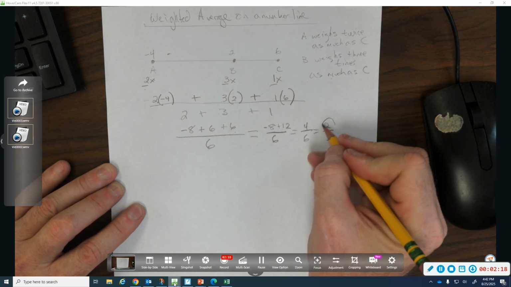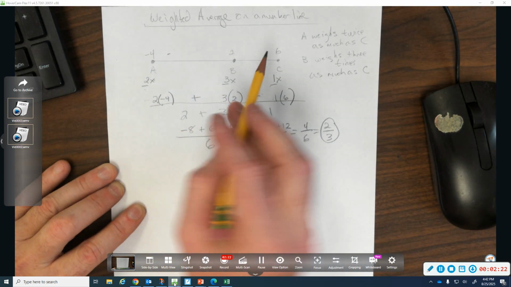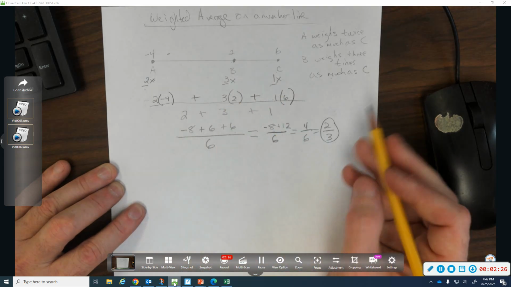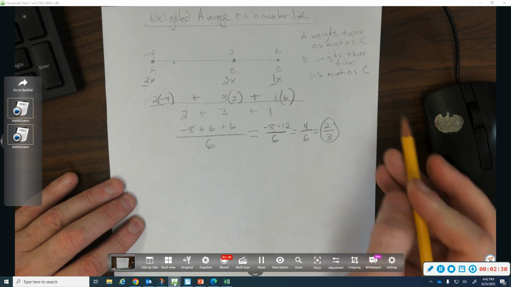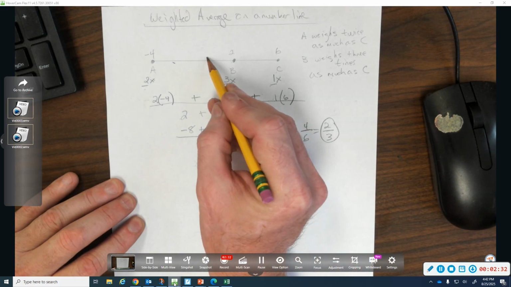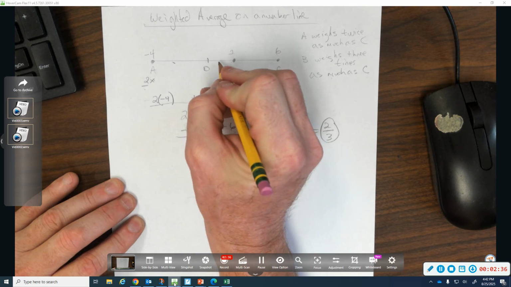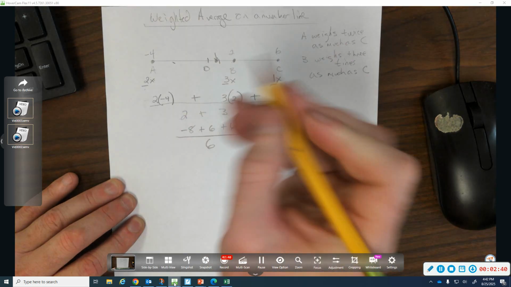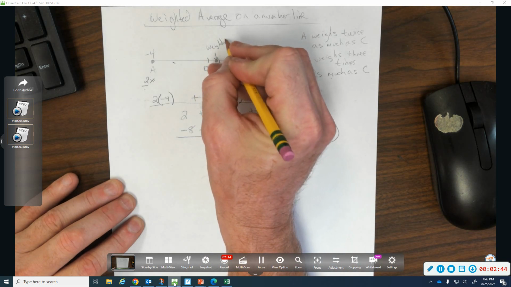2/3. So the weighted average of A, B, and C, when A is twice as much as C and B is 3 times as much as C, is 2/3. And so we could go to the number line, right? If we put a 0 here, and let's say this is 1, somewhere about here would be the weighted average.